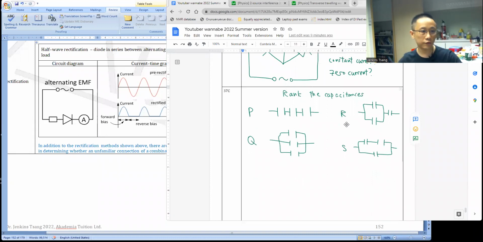Now, question 37 involves 4 capacitor setups given, and again, students are meant to recognize how to combine the capacitances. When you have capacitors in parallel, the effective capacitance is calculated using an equation that is similar to how you calculate resistance in series. Actually, that's choice Q.